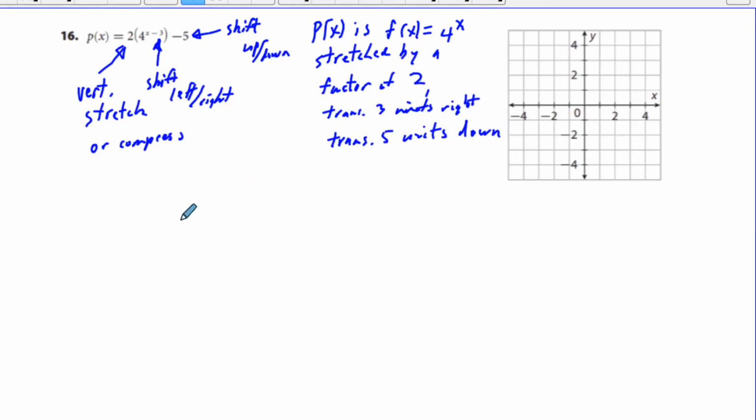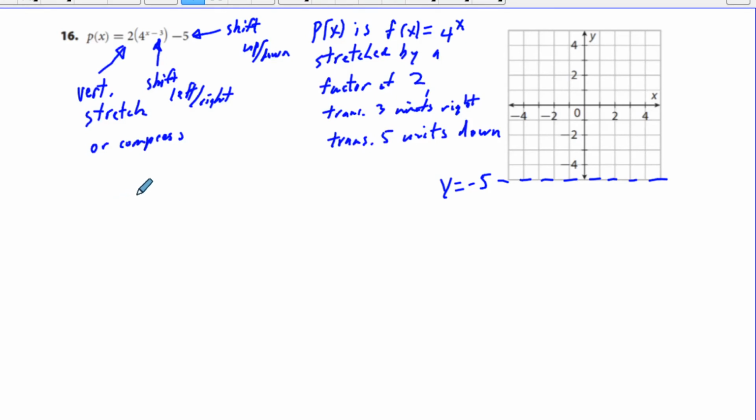Okay, so now we have our reference points. Well, first thing, we have this negative 5. So what I'm going to do is go down to put down our horizontal asymptote. Y equals negative 5. So that's going to be our horizontal asymptote.